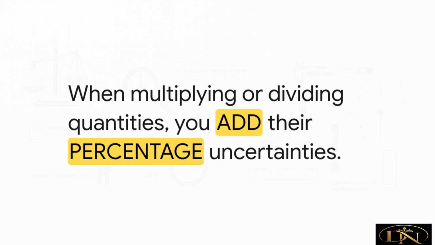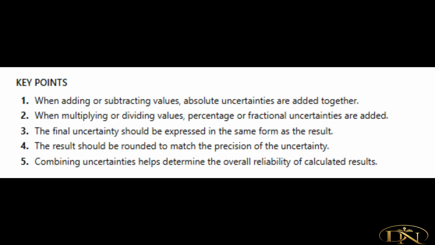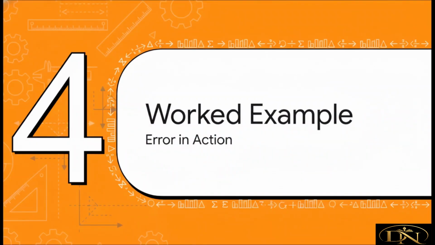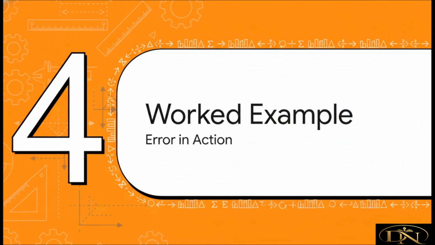Okay, now for the one you'll use most of the time, multiplication and division. This covers almost all the formulas you'll see in physics, calculating area, density, speed, you name it. For these, the rule is different. You don't add the absolute uncertainties. You add their percentage or fractional uncertainties. It's a way of scaling the error to the size of the measurement, which makes a lot more sense for these kinds of calculations. I know this might sound a little confusing just hearing the rules, so let's put it into practice. We're going to walk through an example right now to see exactly how this works.